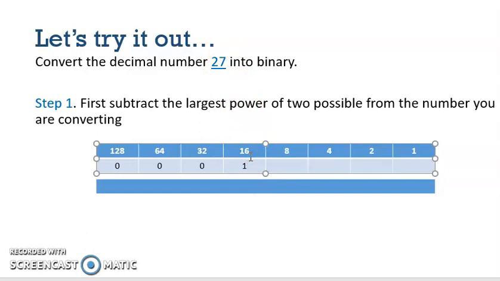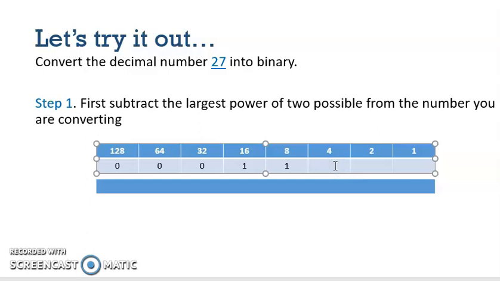We then have to find the remainder. In order to do that, we do 27 minus 16, which gives us a remainder of 11, and 11 is now the number that we're working with. So does 8 go into 11? It does, so we put a 1. That gives us a remainder of 3.